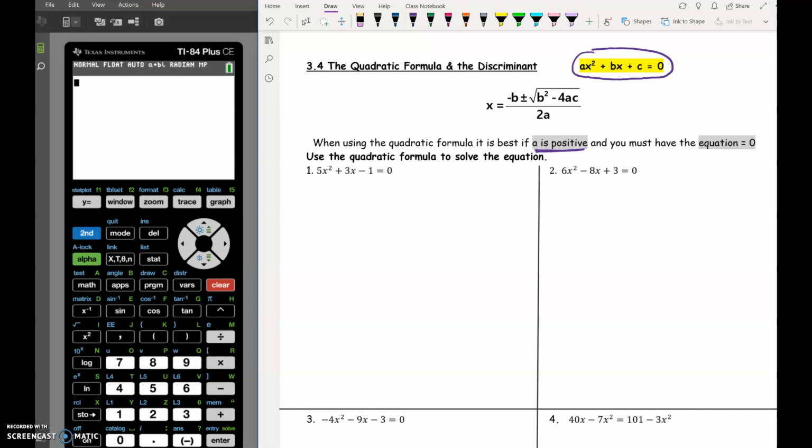One way to memorize this is to use the tune Pop Goes the Weasel. Are you familiar with that tune? Yeah. Okay, so here we go.